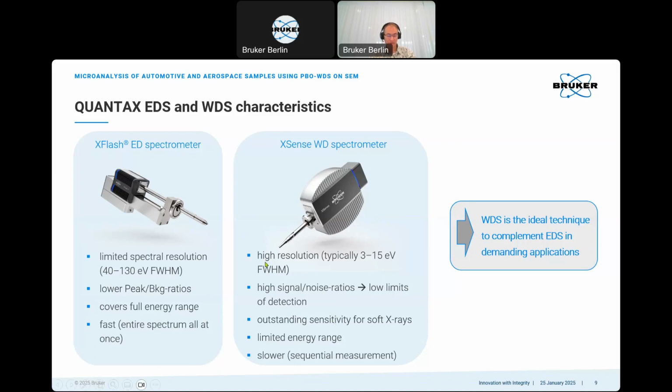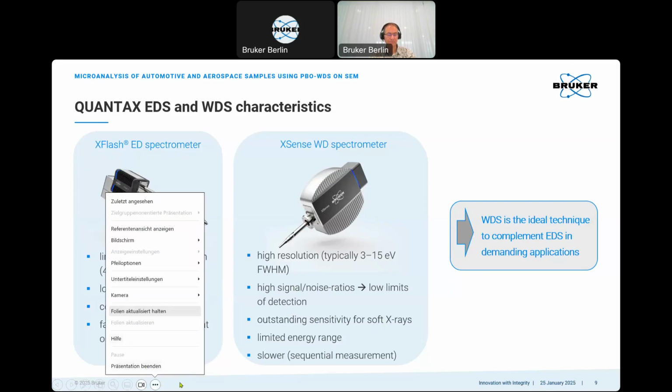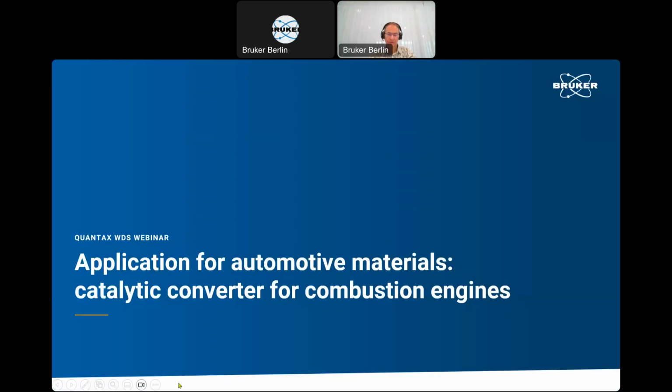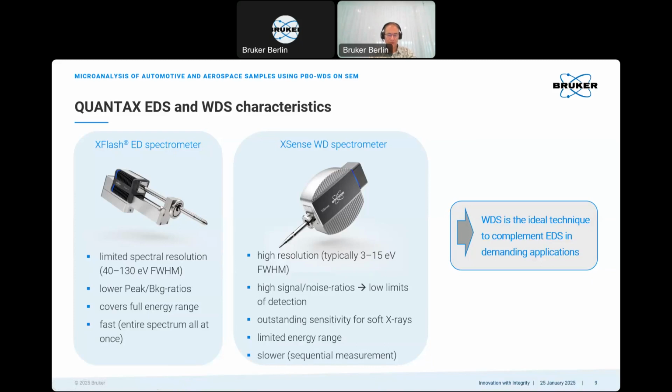WDS, on the other hand, shows much higher spectral resolution, up to 20 times higher. It shows much higher peak to background signals, so we get to much lower limits of detection. We can analyze trace elements better. And third plus is the outstanding sensitivity for low X-ray energies. So the limitation is the energy range and the sequential measurement.